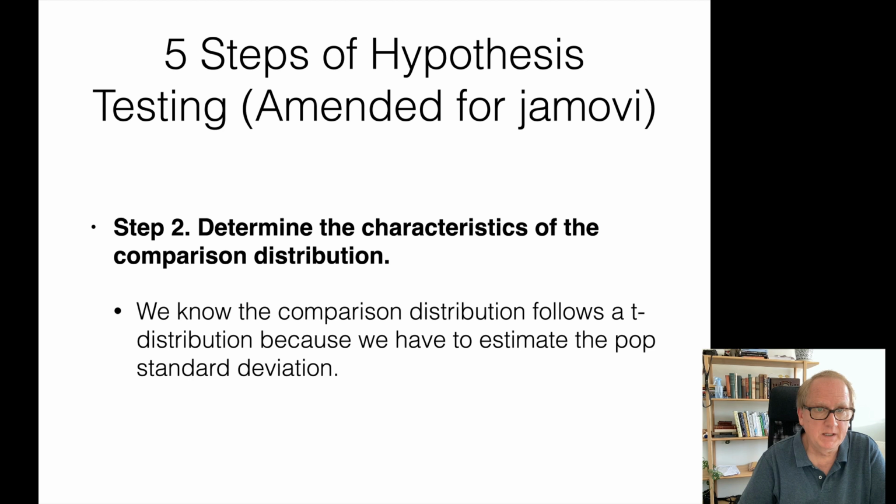Step 2 is to determine the characteristics of the comparison distribution. We know again that this comparison distribution is going to follow a t-distribution because we have to estimate our population standard deviation.